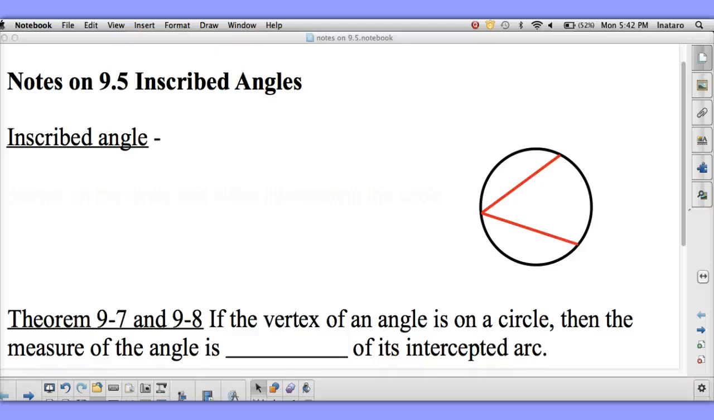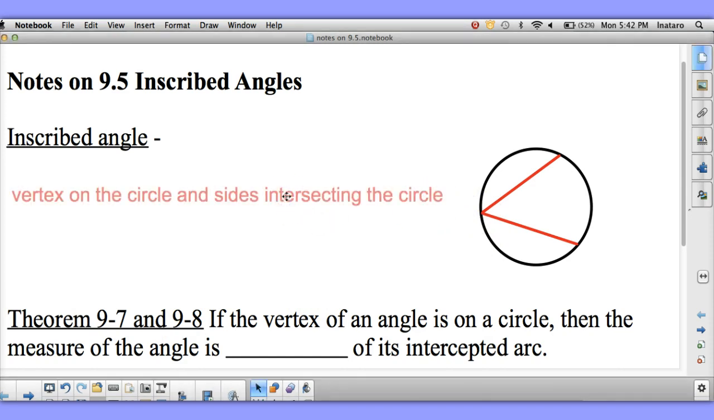Hello everyone. In this lesson we're going to take a look at inscribed angles. Here we can see an inscribed angle. An inscribed angle is an angle whose vertex is on the circle and whose sides intersect the circle.